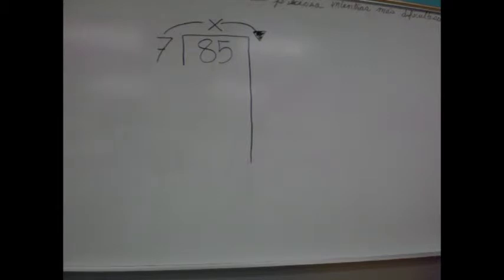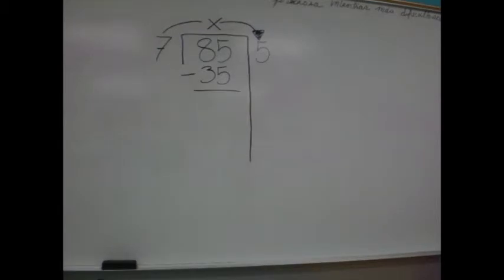How many times does 7 go into 85? In the past, we would have said, "7 goes into 8 how many times?" But in reality, it's not 8, it is 85. We have to figure out how many times 7 goes into 85. We will multiply 7 times 5, giving us 35. Now we will subtract 35 from 85, giving us 50.